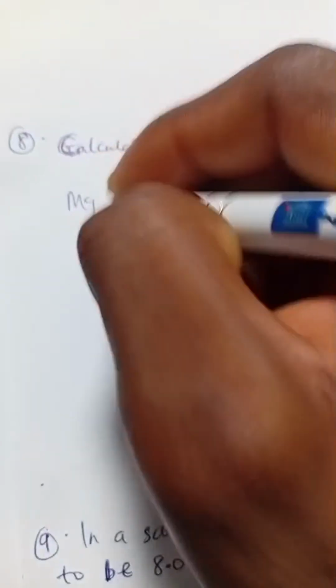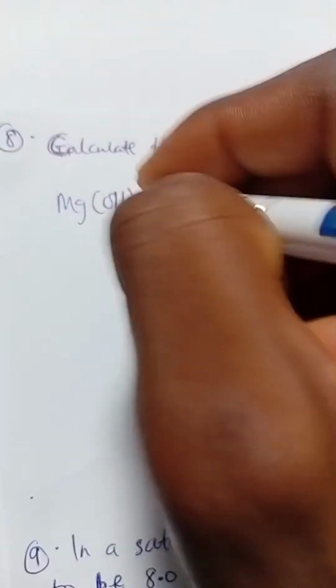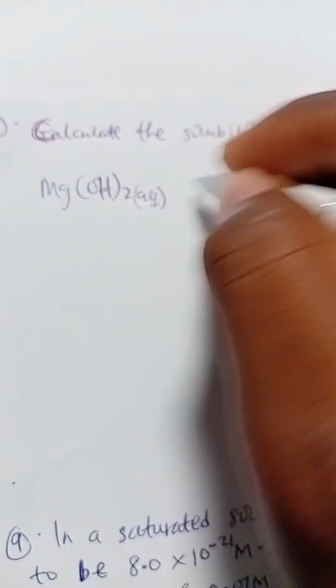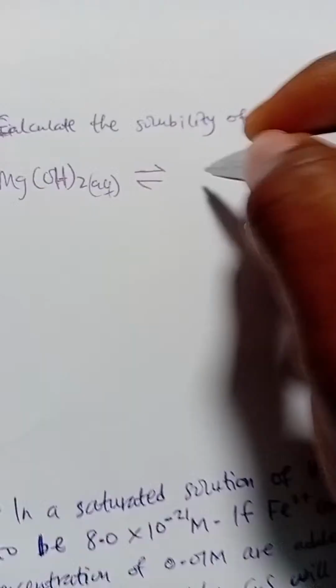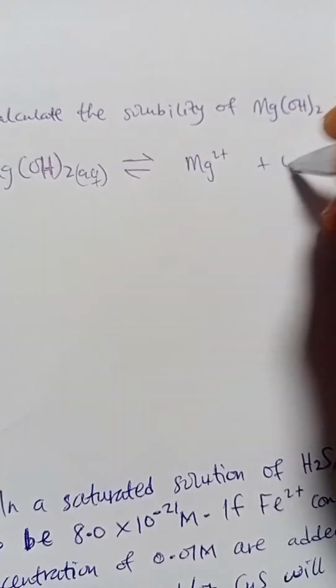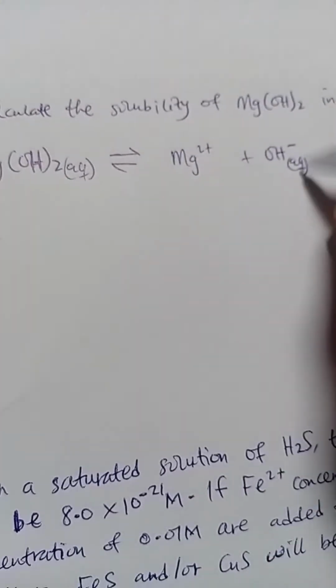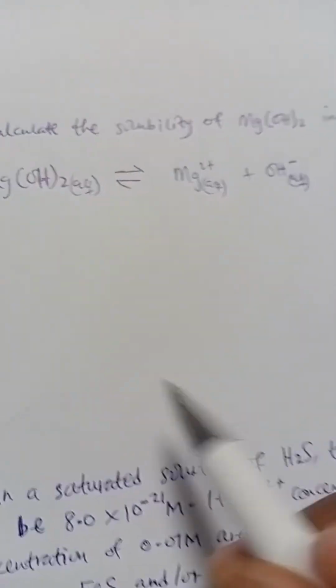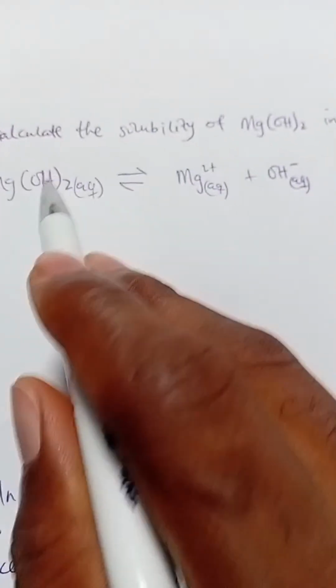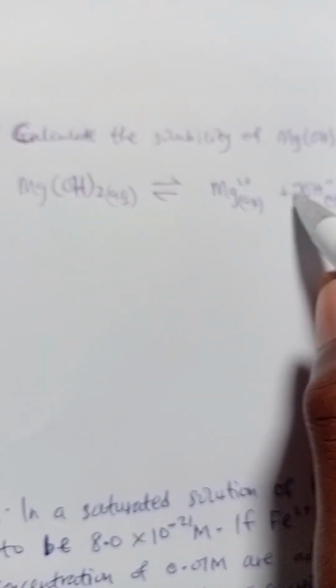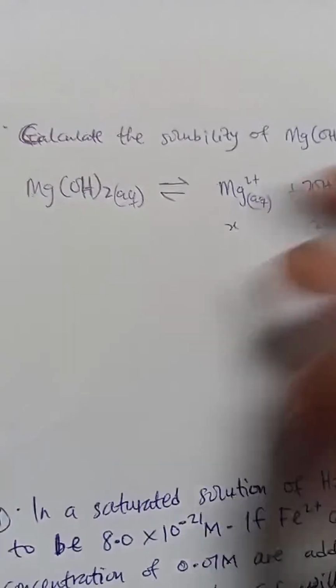So we want to calculate the solubility of magnesium hydroxide in water, and the KSP was given to us. So there's no need to delay with this. We just write that we are going to get Mg2 plus and OH minus, aqueous. Then we have to balance: magnesium 1, OH 2, so we have to bring 2 here. If the solubility is X, 1 is to 1, 1 is to 2. So we have X, we have 2X.